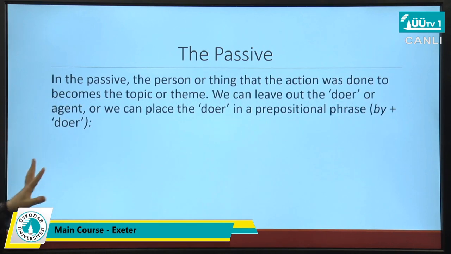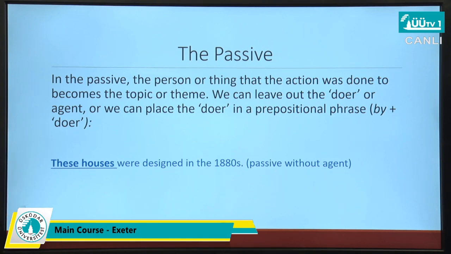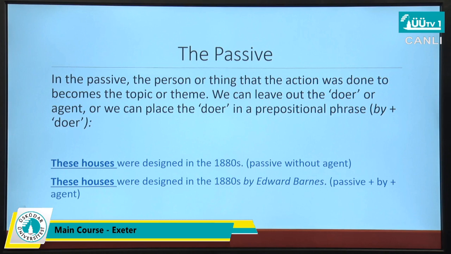But when we come to passive, the person or the thing that action was done to becomes the topic or theme. We can leave the doer, the subject, or we can place the doer in a prepositional phrase. Let's look at this one. For example, our active voice was Edward Barnes designed these houses in 1880s. But in the passive, what happens is that these houses were designed in 1880s. So it's a passive without an agent, without a subject, a doer. Or we can add it like this. These houses were designed in 1880s by Edward Barnes. So with this by, we can add the subject, the doer, if we want.